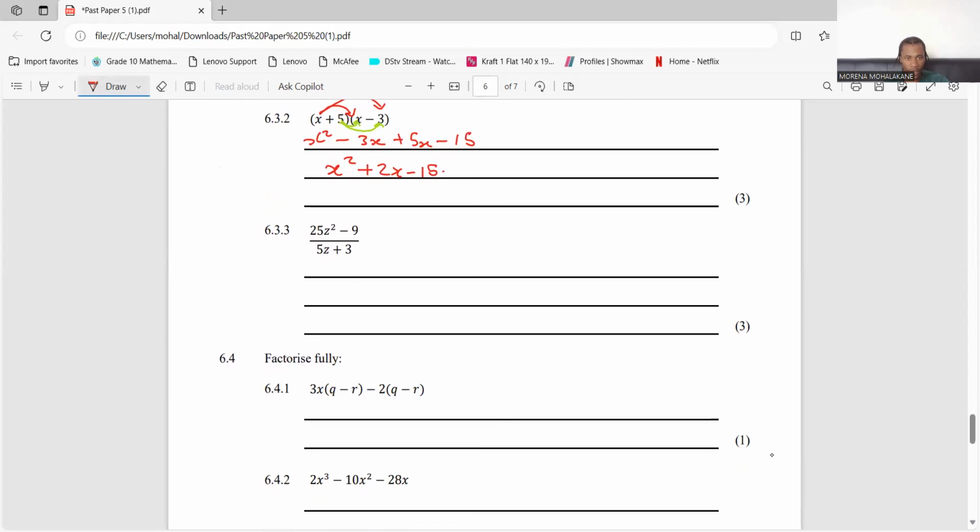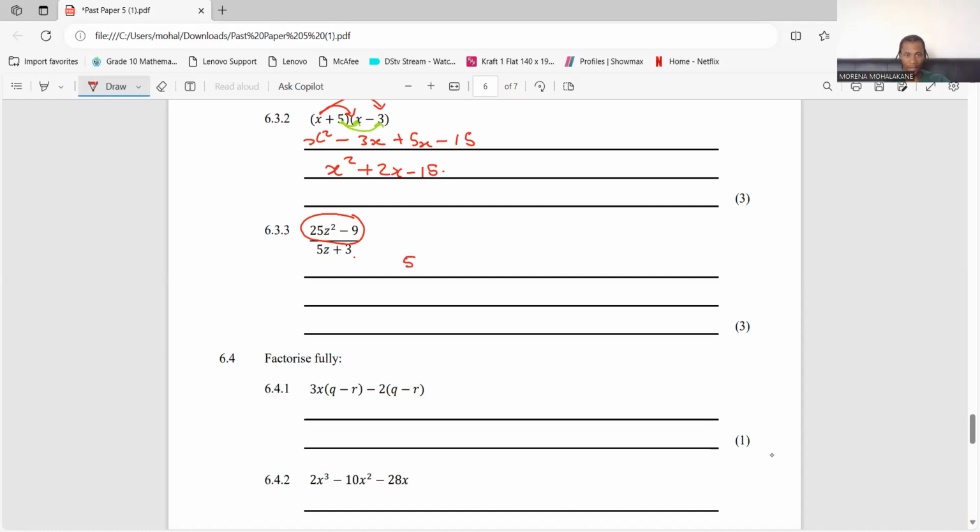Now we get into this question here. What should come into your mind also when you're dealing with binomials? Also check for the difference of two squares, because we have 25, which is a perfect square, and z squared is a perfect square. Negative 9 itself is a perfect square. Then you look at the denominator, you can see that 25 is the square of 5, right? 3 is the square root of 9. So difference of two squares.